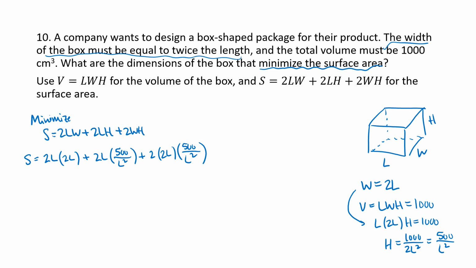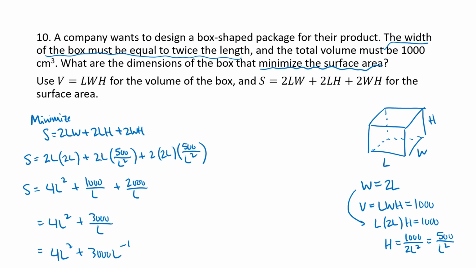So now my surface area formula is entirely in terms of L. Now I'm going to be able to take derivatives and figure out my max and min. So this is going to be cleaning up this formula a little bit, 1,000 over L. This is going to be 2,000 over L. So 4L squared plus 3,000 over L. And again, I'm about to take a derivative, so I'm going to go ahead and use some negative exponents there, make it a little bit easier to do that.